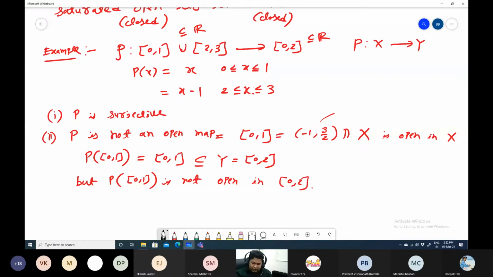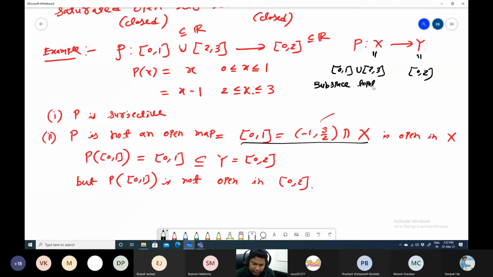Okay, is it clear why A is an open set in X? So what is P? P is a map from X to Y. What is my X? X is my 0, 1 union 2, 3 and what is Y? Y is my 0, 2. And what is the topology? Subspace topology in R. Similarly, subspace topology in R.